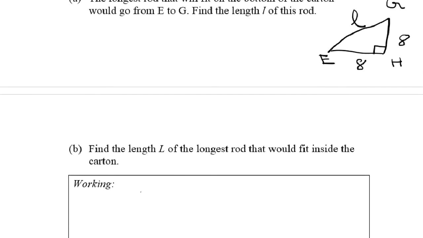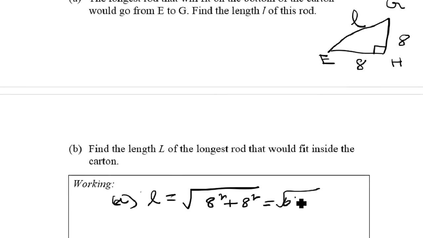So hypotenuse L equal to square root of 8 squared plus 8 squared, 64 plus 64, how much is that? Square root of 128.